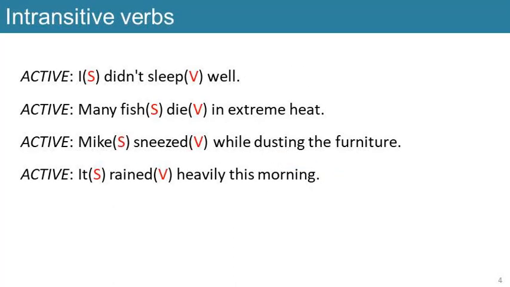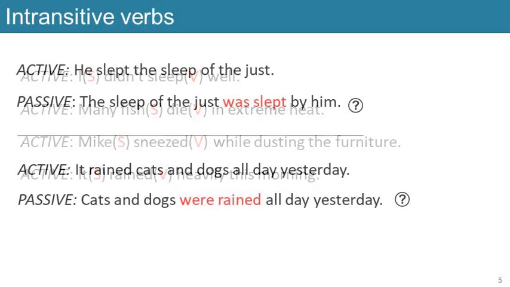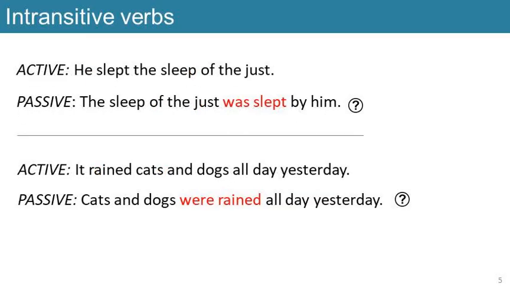Intransitive verbs, such as in these sentences, follow the SV or subject-verb pattern. They do not have an object, and so they cannot be made into a passive construction. Note, however, that some intransitive verbs can take an object when used figuratively, as in the two examples here. In theory, therefore, they can be passivized, but the passive versions sound ridiculous. The sleep of the just was slept by him. Cats and dogs were rained all day yesterday.